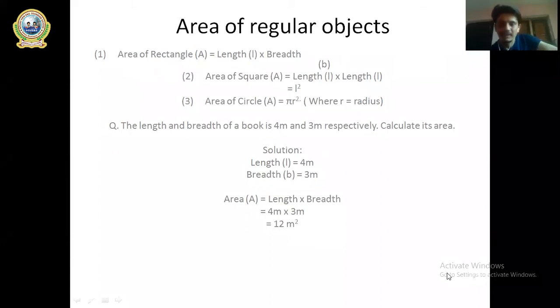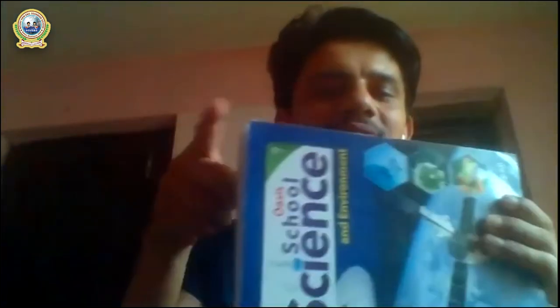Okay. So students, are you clear how to calculate area of a rectangular body? You know it well, isn't it? Because this is an example of a rectangular body: a book, a science book. Can you see this longer part? This longer part is length. This shorter part is called breadth.